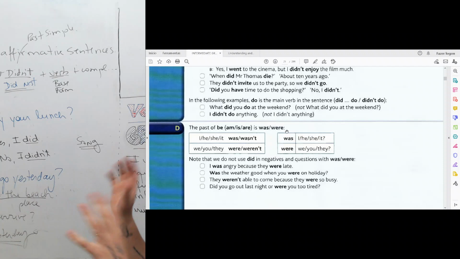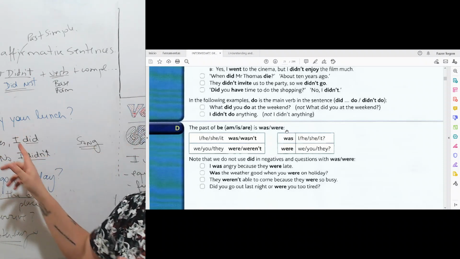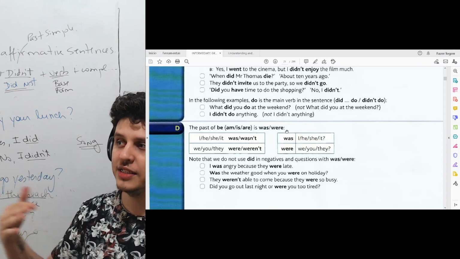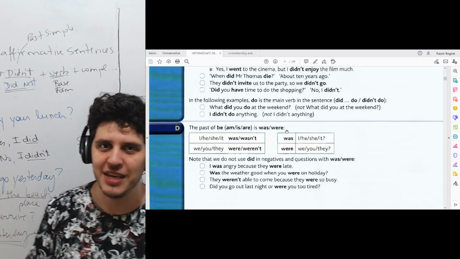But we do not mix do, did with verb to be. So you will never see did you were. That doesn't make much sense. Where were you and did you go? These are good sentences because you're not mixing up verb to be and do there.